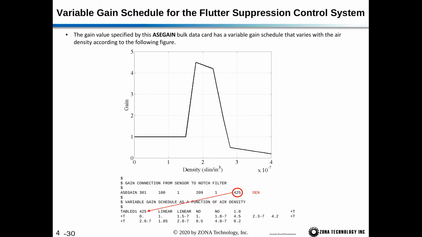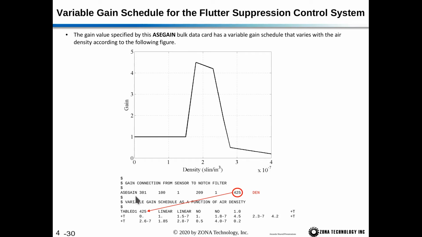We have a variable gain shown here. So the gain value specified by the ASEGAIN card has a variable gain schedule that varies with the air density according to this figure. So we're scheduling the gain value based on density. At lower densities, we have a fixed gain of 1. And then as the density increases, we ramp up the gain quickly to about 4.5, so we're really driving up the action of this controller. And then as the density increases further, we go lower in altitude, higher dynamic pressure, then we drop the gain off. So we taper off the action of the controller.